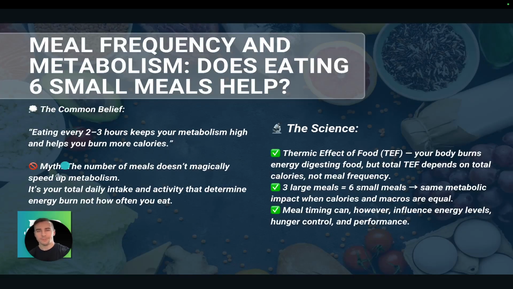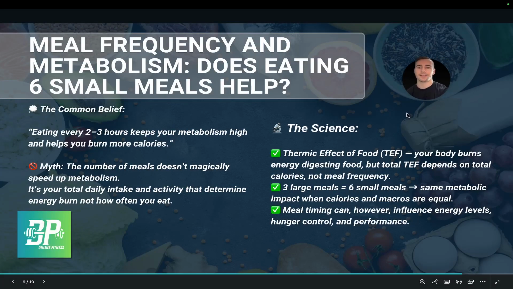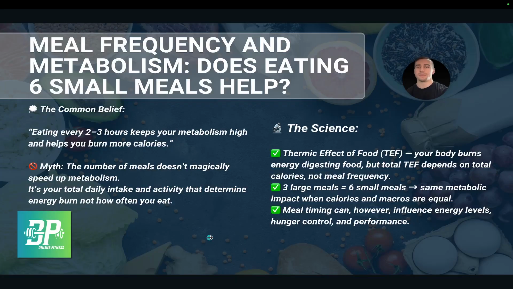So, meal frequency and metabolism. Does eating six small meals help? The common belief is that eating every 2 to 3 hours keeps your metabolism hot and helps you burn more calories. The myth is that the number of meals doesn't magically speed up metabolism. It's your total daily intake and activity that determine energy burn, not how often you eat. And like I mentioned earlier, it's about balancing those two, where you're eating a decent amount of meals but also staying active so that your body is going to process those nutrients a little bit better.